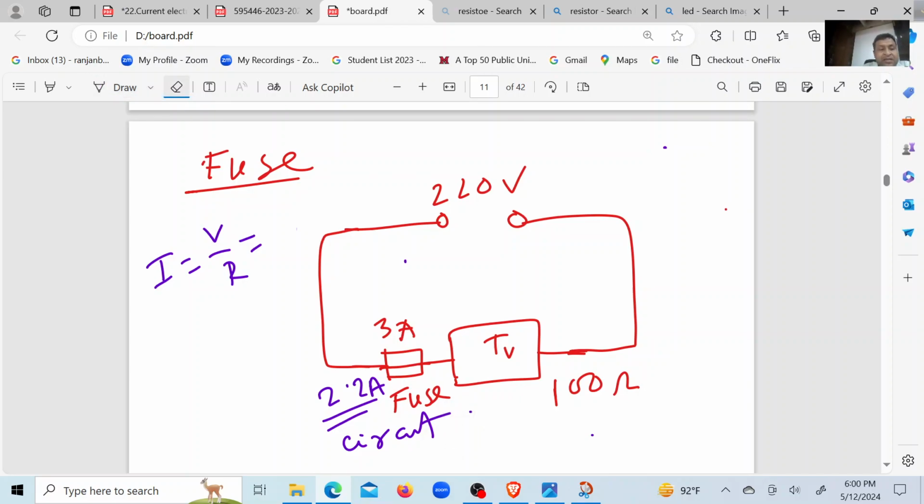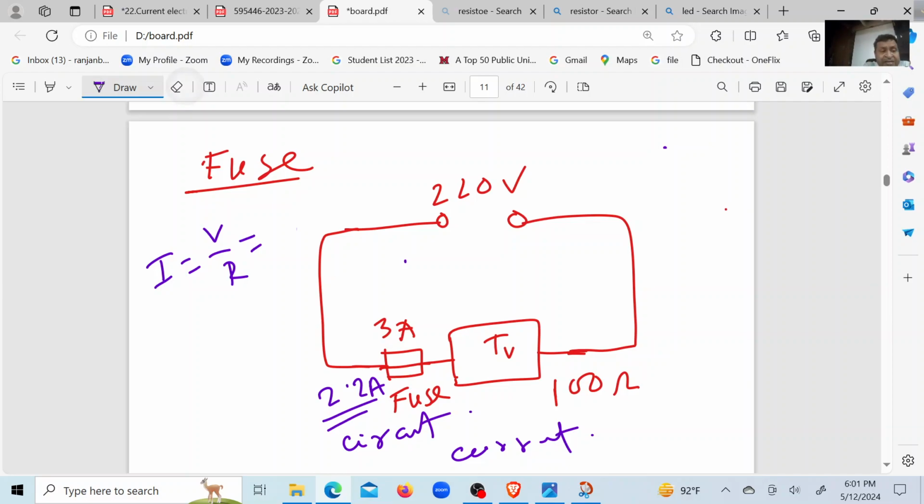2.2 is the circuit current. So the fuse will look at the current. It will see that the current is 2.2. Okay, my rating is 3 ampere, I cannot block that. Go, go, go. Right? It will be allowed to go through to the TV. The TV will be functioning, no problem.